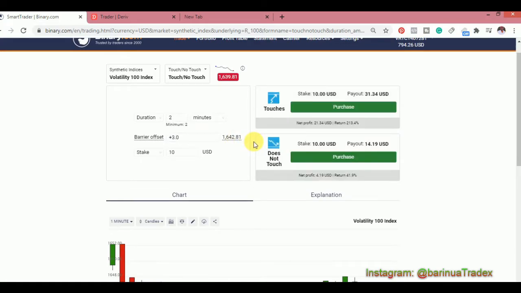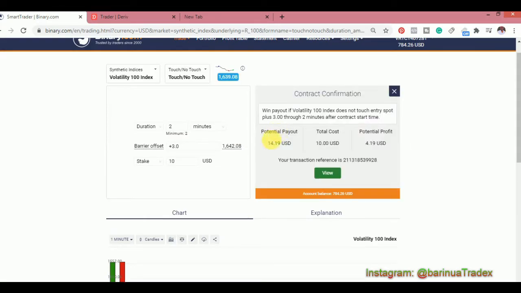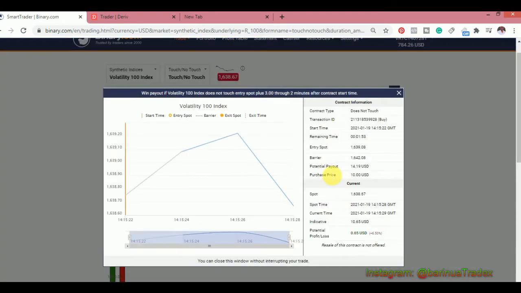Now the more you offset the barrier, the lesser your profit is here, because the more you are shifting down the starting point. So the win rate here is higher, but the profit will be lesser. So I'll suggest you just leave it at default, just the way it is on the chart. All right, so just leave it like that.